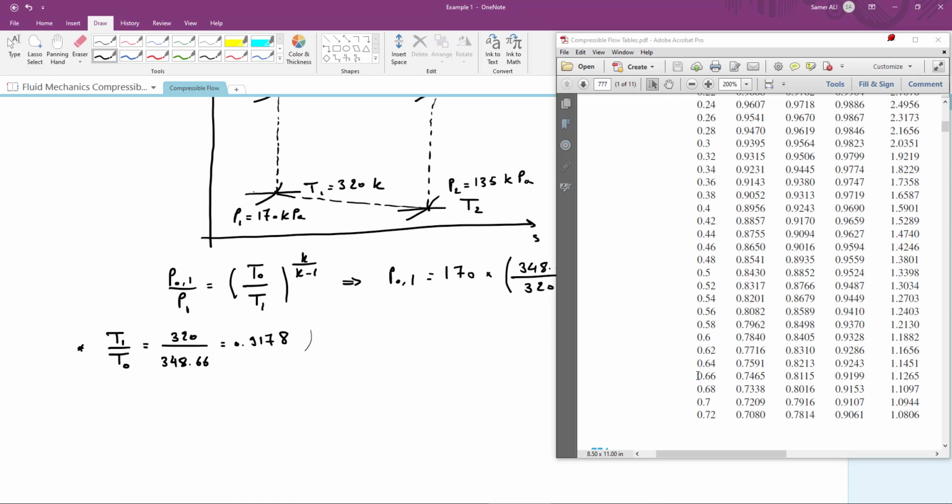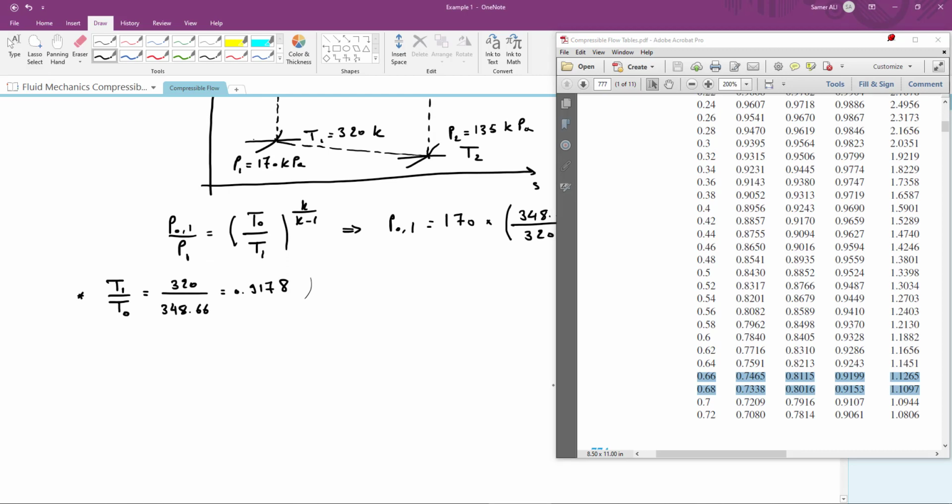To do this linear interpolation, you select these two rows, and we need to interpolate between the ratio of temperature T over T naught, in column number 4, and the ratio of pressure in column number 2. In column number 4 we have 0.9199. This corresponds to a pressure ratio of 0.7465. And at a temperature ratio of 0.9153, we have a pressure ratio of 0.7338. So for our exact temperature ratio T1 over T naught, which is 0.9178, we need to find the pressure ratio P1 over P01.